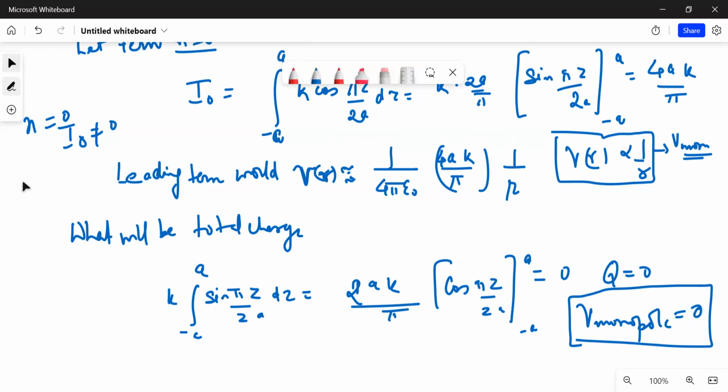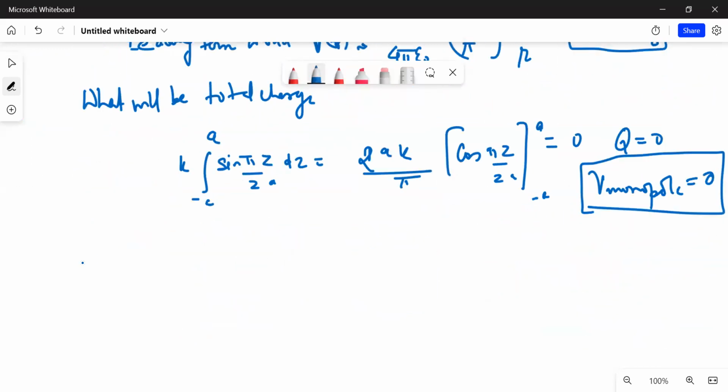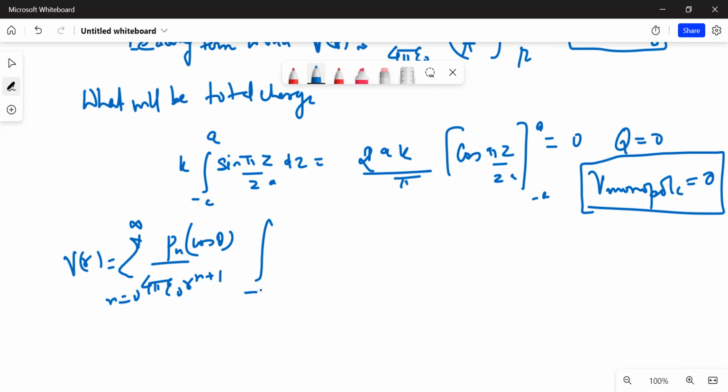So what would it be? Let us do that also. So now again, V as a function of r would be 1 upon 4 pi epsilon naught, r to the power n plus 1, P n cos theta, summation n equals 0 to infinity, and the integral from minus a to plus a of z to the power n, k sine pi z upon 2a dz. I told you that for n equal to 0 there is a 0 term. So the leading term may correspond to n equal to 1.